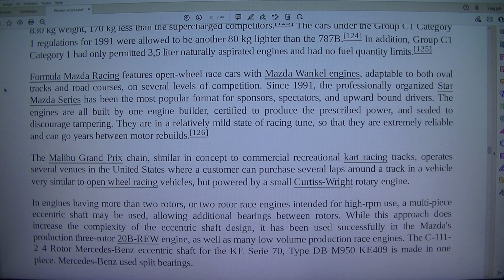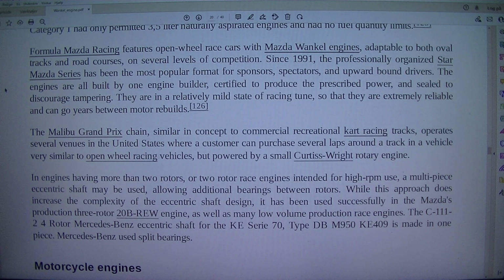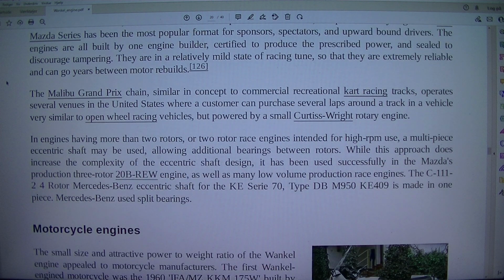125. Formula Mazda Racing features open-wheel race cars with Mazda Wankel engines, adaptable to both oval tracks and road courses, on several levels of competition. Since 1991, the professionally organized Star Mazda series has been the most popular format for sponsors, spectators, and upward-bound drivers. The engines are all built by one engine builder, certified to produce the prescribed power, and sealed to discourage tampering. They are in a relatively mild state of racing tune, so that they are extremely reliable and can go years between motor rebuilds.